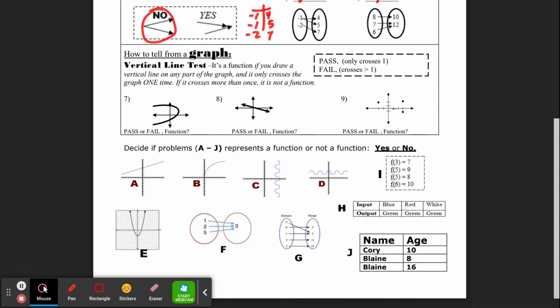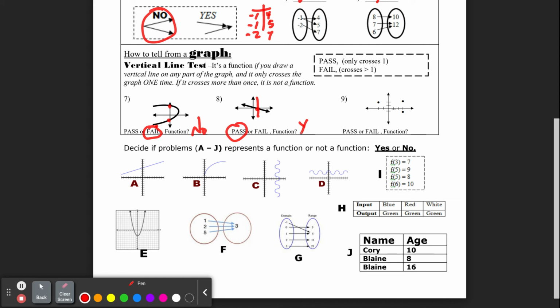Now then, the last way that we're going to determine is a vertical line test. It's a function if you draw a vertical line on any part of the graph, and it only crosses the graph one time. If it crosses more than once, it is not a function. So this one fails because it hits it right there and right there. So is it a function? No. Number 8, you draw a vertical line, it only hits that one place, so it passes. So yes, it is a function.